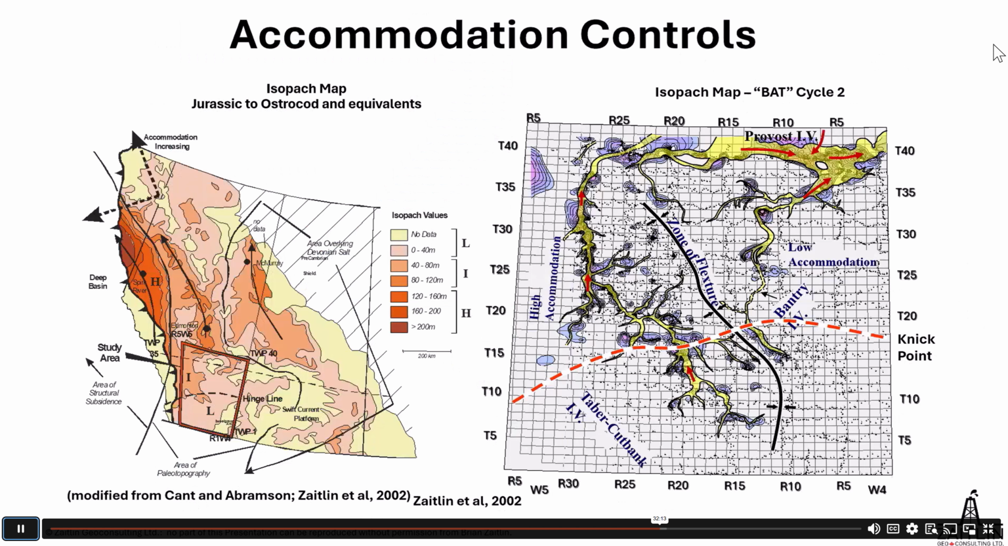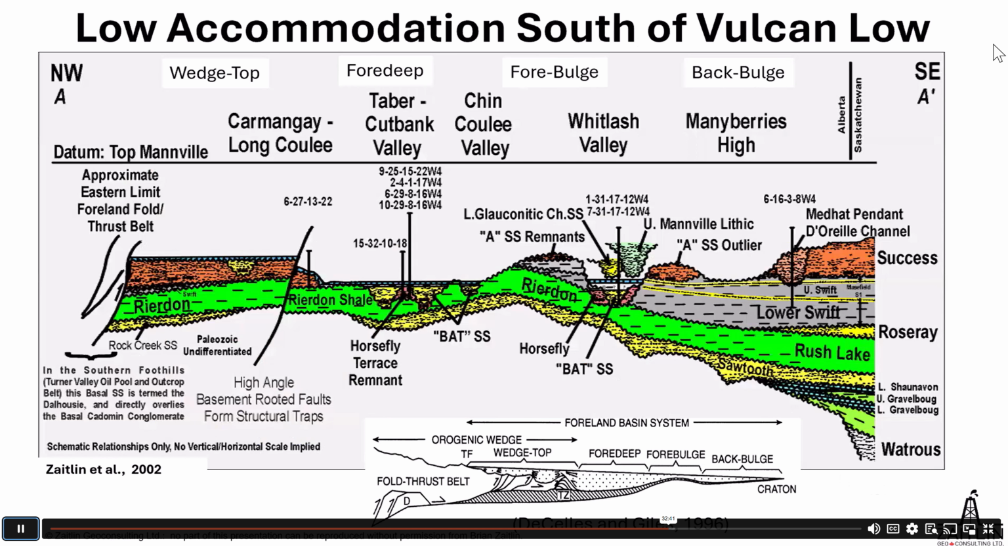So we do have good accommodation controls associated with these types of units. We see the change based on the basement of low to intermediate to high accommodation. We see the drainage divides, and we see the paleo drainages, the channel systems that are associated with these. What does that look like? What does that look like when we take a look at it in terms of a cross section?